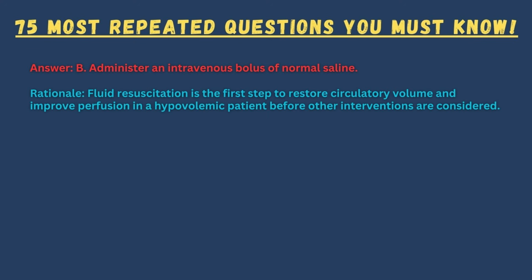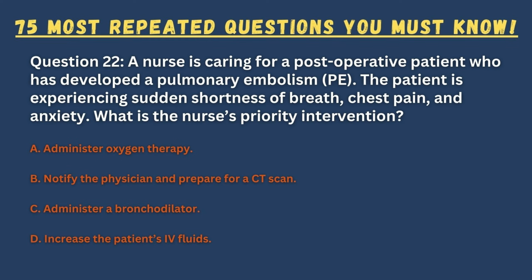Answer: B. Administer an intravenous bolus of normal saline. Rationale: fluid resuscitation is the first step to restore circulatory volume and improve perfusion in a hypovolemic patient before other interventions are considered. Question 22. A nurse is caring for a post-operative patient who has developed a pulmonary embolism, PE. The patient is experiencing sudden shortness of breath, chest pain, and anxiety. What is the nurse's priority intervention?